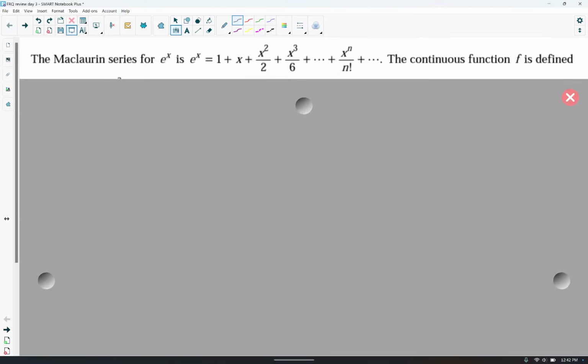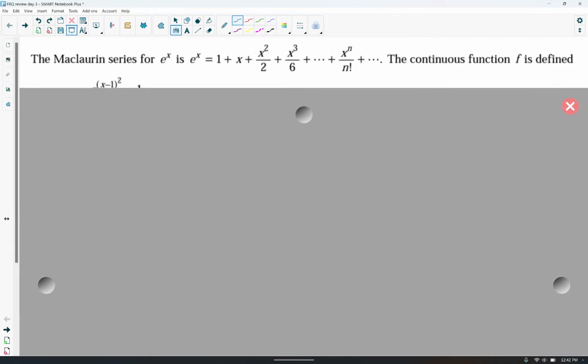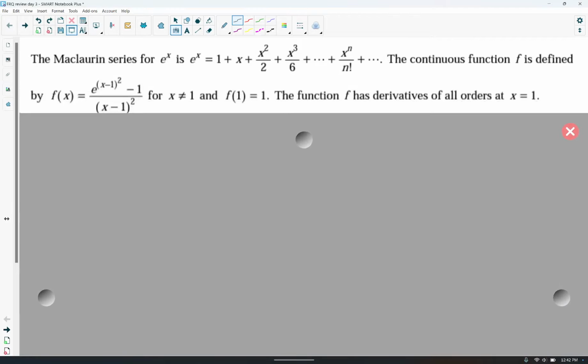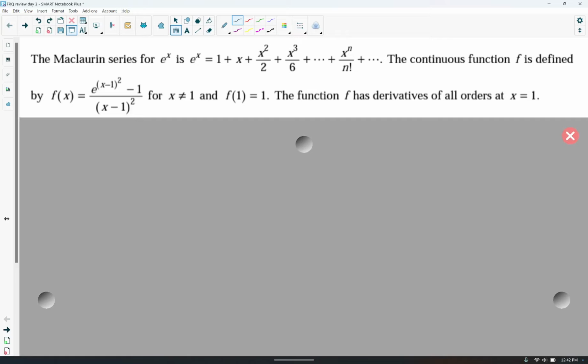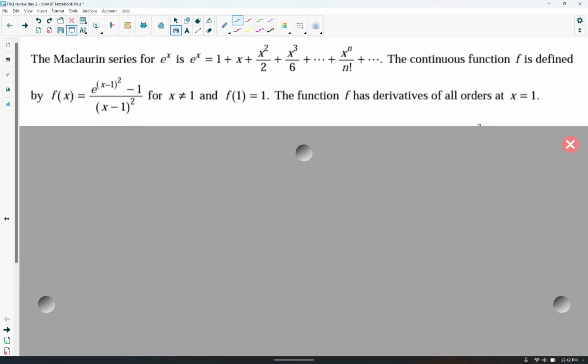The Maclaurin series for e to the x is given. The continuous function f is defined by that function for x not equal to 1, since x equals 1 would make the denominator 0. The function f has derivatives of all orders at x equals 1.